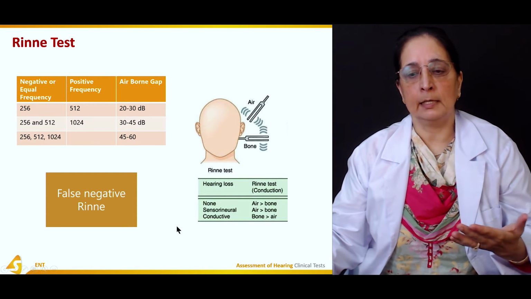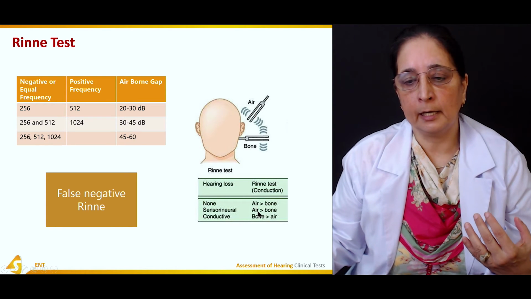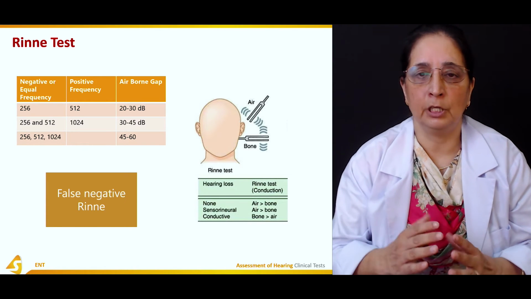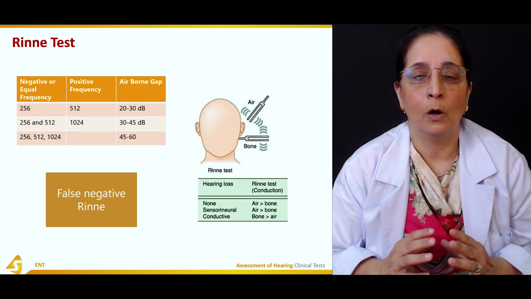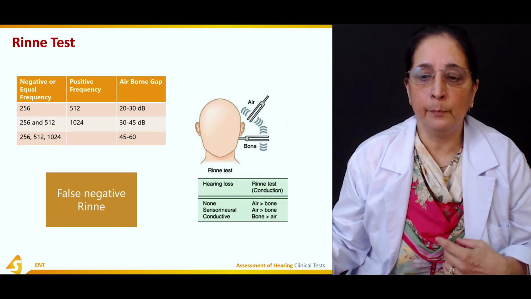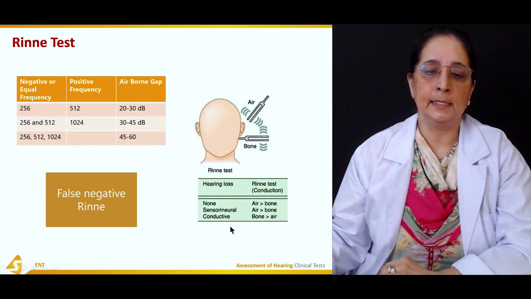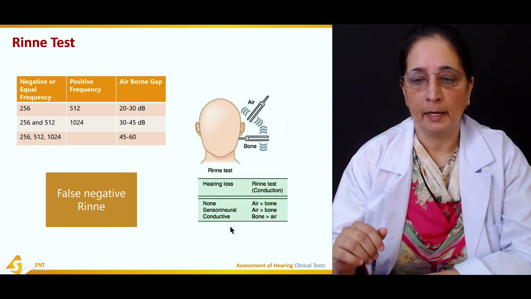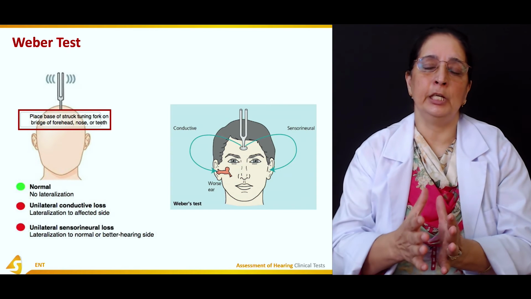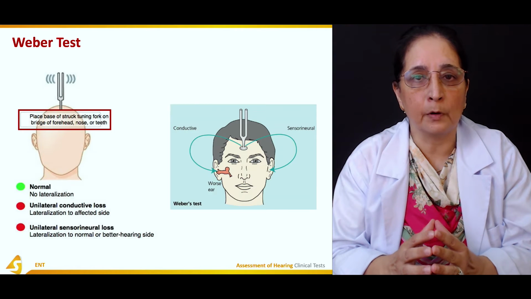So the assessment after this is that if the air conduction is more than the bone conduction, the patient might have normal hearing or might have sensorineural hearing loss. But if the bone conduction is more than the air conduction, it means the patient has conductive hearing loss. Next, after the Rinne's test, the Weber test should always be performed.